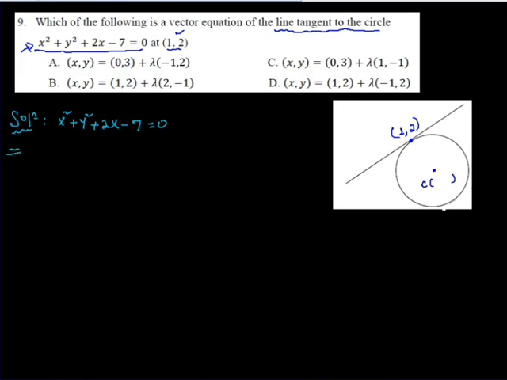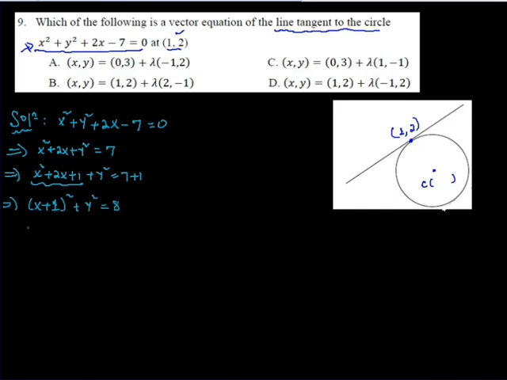So the standard form of writing a circle is by completing the square. So x squared plus 2x plus y squared is equal to 7. So this means x squared plus 2x plus 1 plus y squared is equal to 7 plus 1. You can add the same number on both sides. So x squared plus 2x plus 1 means x plus 1 the whole squared plus y squared is equal to 8. Now from this we get that the center of the circle is minus 1, 0.